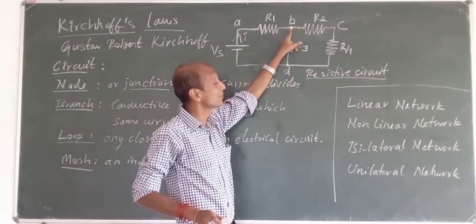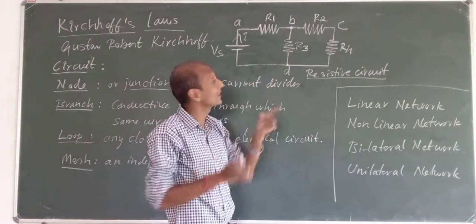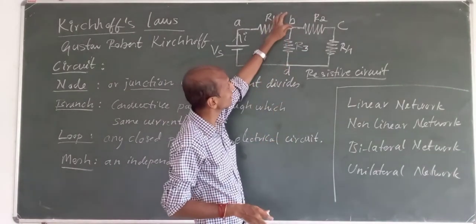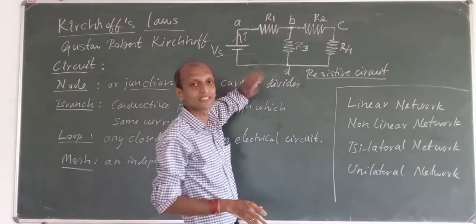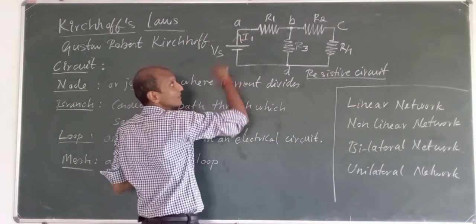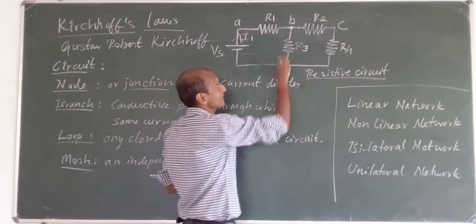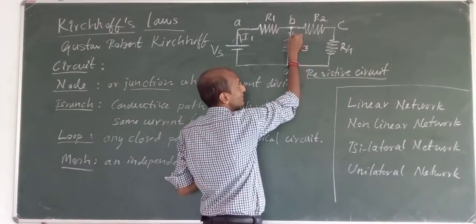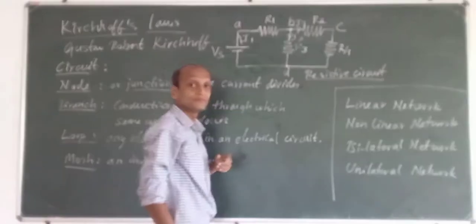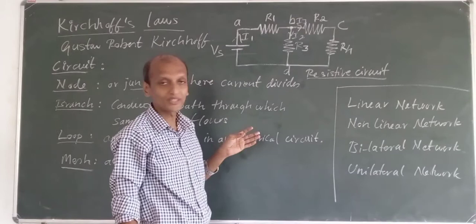So this is the point where the current is going to get divided. Here the current comes and here it gets divided. For example, if I take this as some I1 which is flowing, now I can name this as I2, and this as I3.